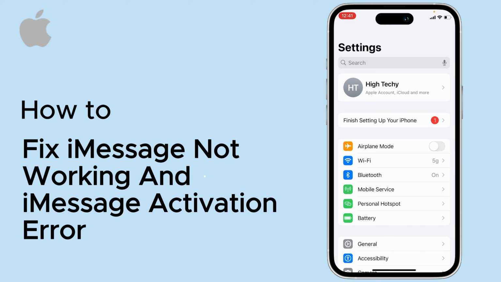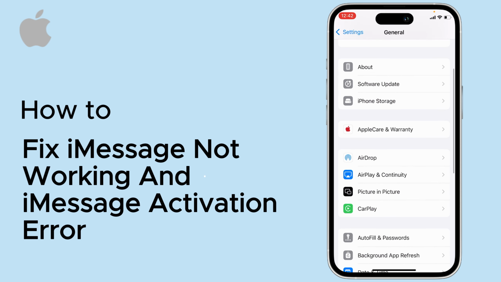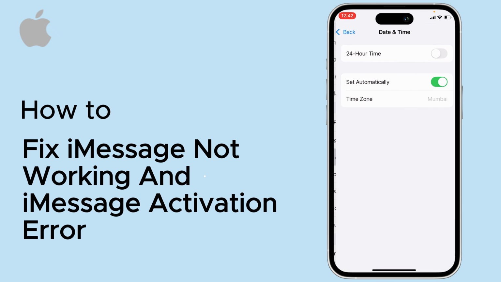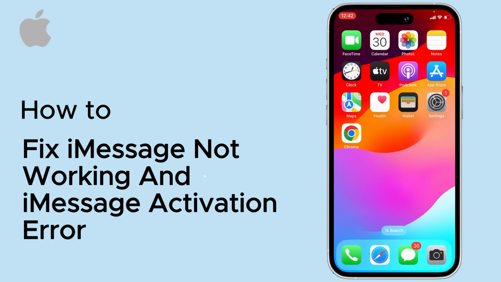Now the next option is to check date and time settings. Go to the settings page again, tap on general, tap on date and time, and make sure set automatically is selected and your internet is good enough to automatically set the date.